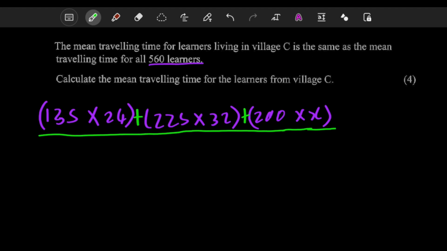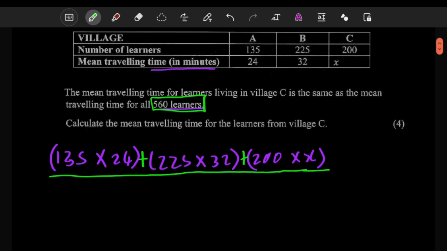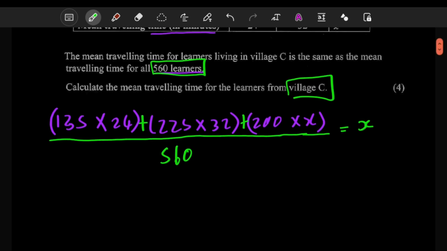You're going to divide it by the total number of learners. They told us it is 560 learners in total. This is obviously the average. They said this average is the same as the average of the learners from village C, which is just x. And then from here we can just solve for x.